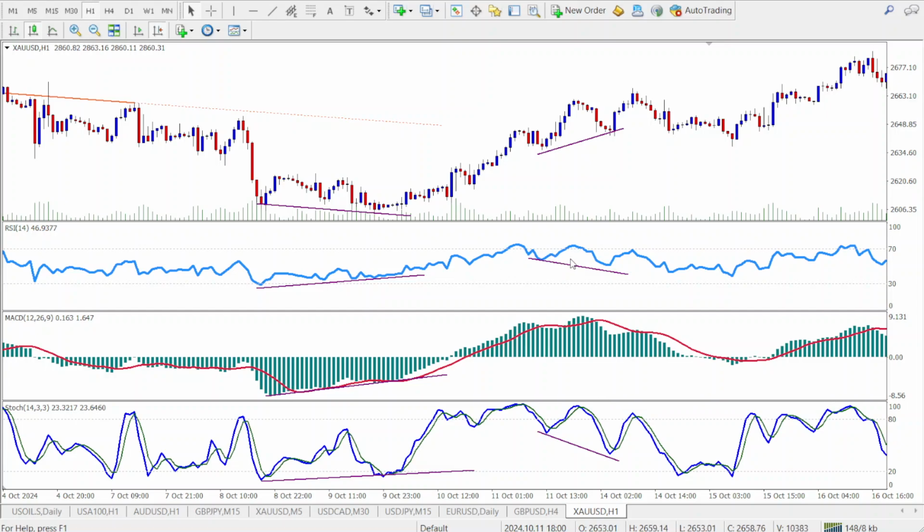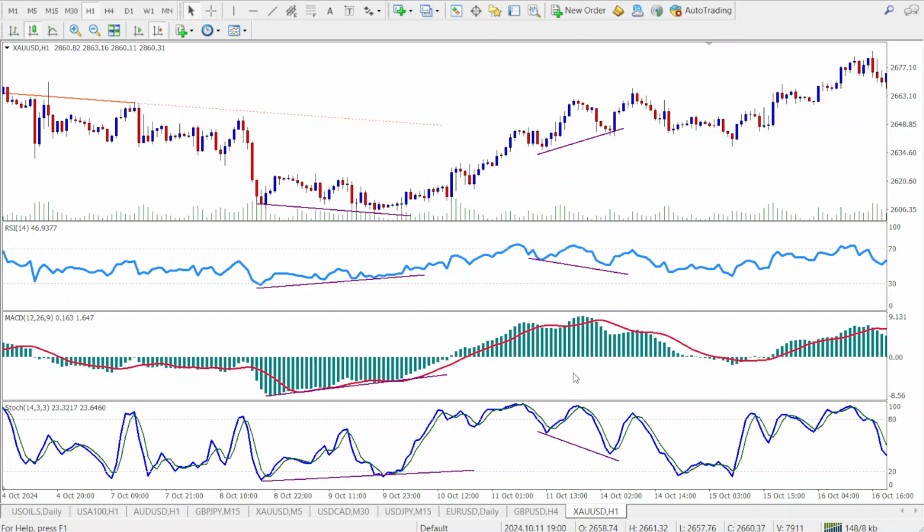The RSI, Relative Strength Index, which is great for spotting overbought and oversold conditions. Divergence on RSI is often a strong signal. Then for the MACD, Moving Average Convergence Divergence, it is useful for identifying momentum shifts and trend reversals. Then your stochastic oscillator is another momentum indicator that works well for divergence signals, especially in ranging markets.